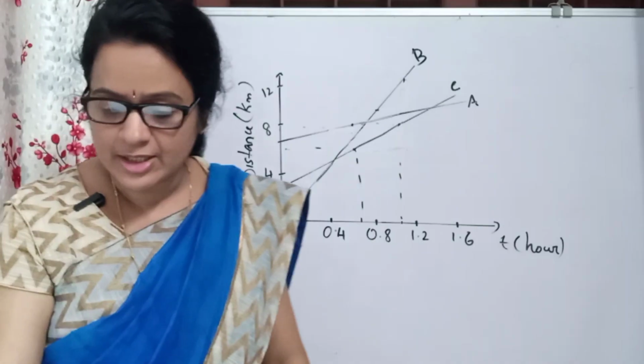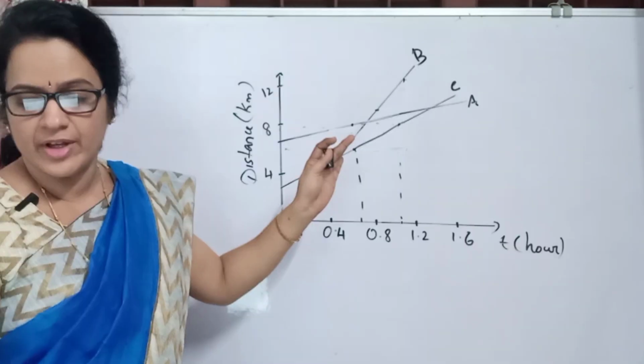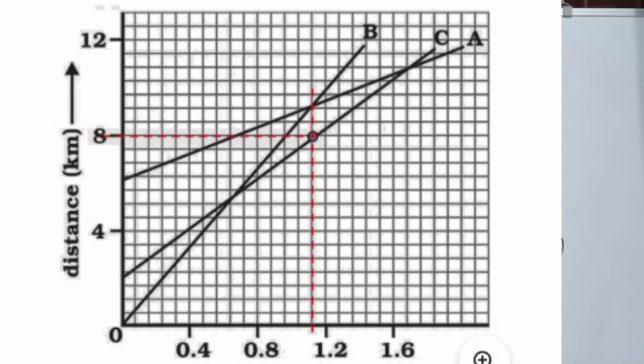And what about the third question? How far has C traveled when B passes A? Here we can see that B is passing A. At this point, B is passing A. Then in that time, how far has C traveled? That is our question. So we have to calculate the distance.